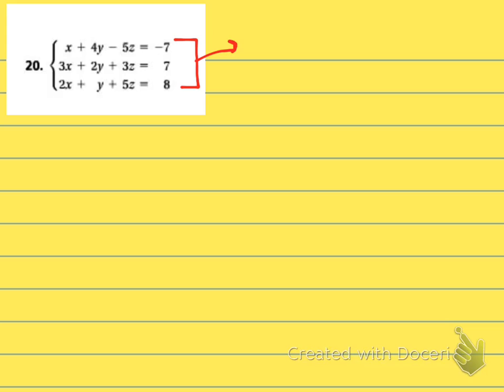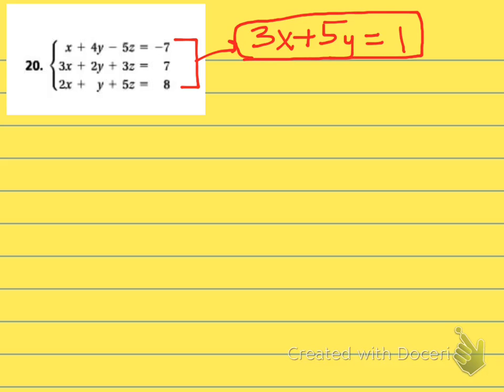Combining the first and the third, I'm going to end up with 3x plus 5y, no z's, and that's going to equal 1. So I want you to put that equation on hold. Now we need to combine another pair of equations in such a way that we get rid of another variable, and we want it to be z.